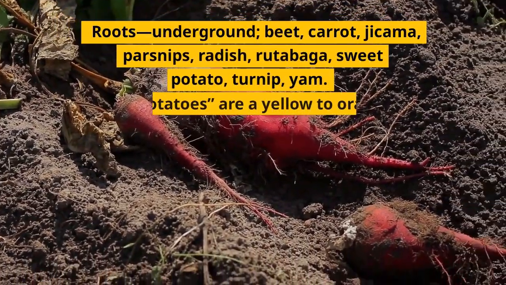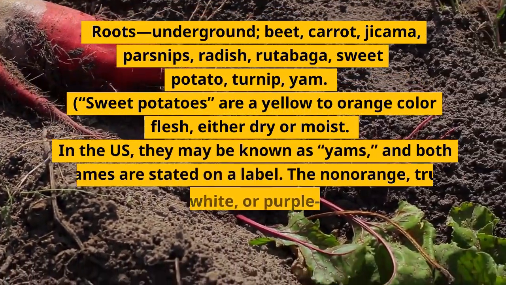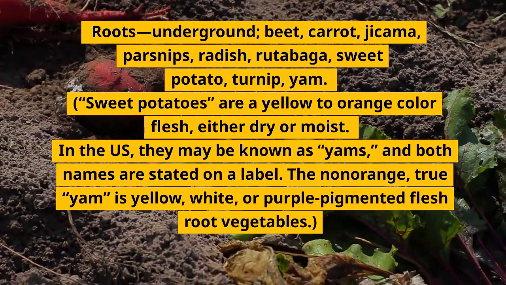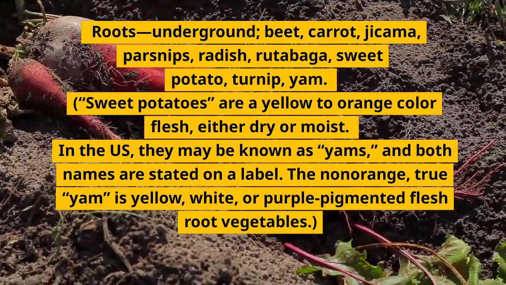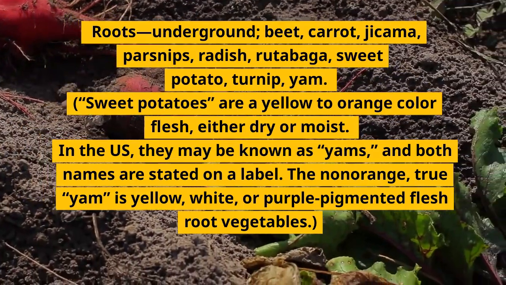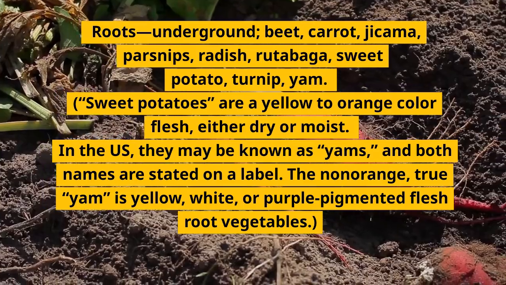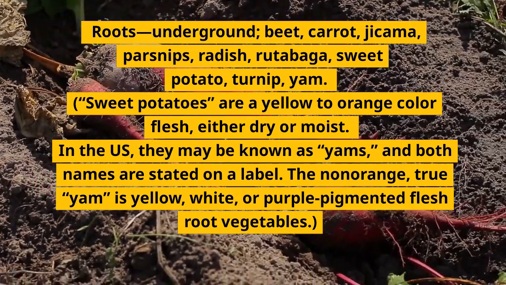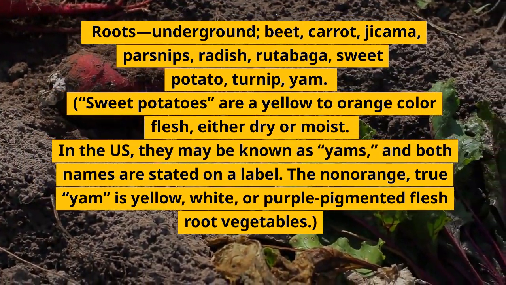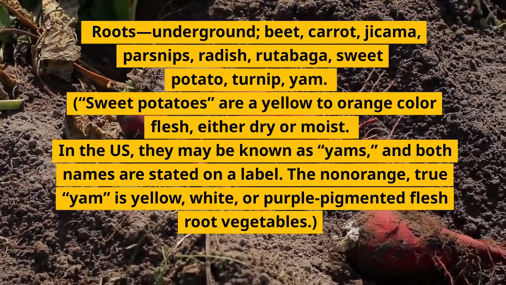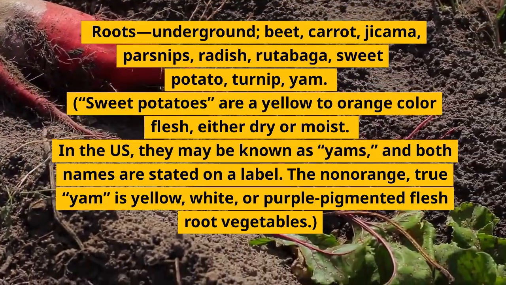Roots, underground. Beet, carrot, jicama, parsnips, radish, rutabaga, sweet potato, turnip, yam. Sweet potatoes are a yellow to orange color flesh, either dry or moist. In the U.S., they may be known as yams, and both names are stated on a label. The non-orange, true yam is yellow, white, or purple pigmented flesh root vegetables.